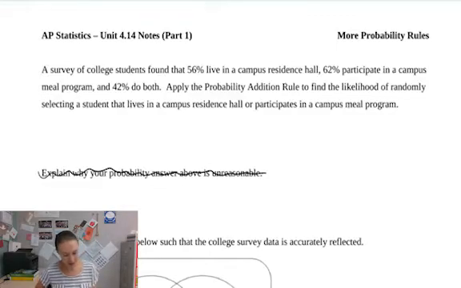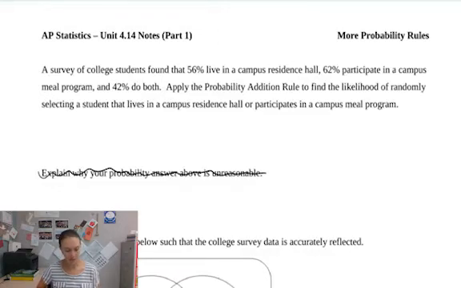A survey of college students found that 56% live in a campus residence hall, 62% participate in a campus meal program, and 42% do both. So in the last lesson, we talked about this rule that we're going to use for the probability addition rule, but the examples we looked at didn't have any overlapping pieces. So today we're looking at what happens when there's an overlapping part. So here, 42% of the students do both, live on campus and participate in the campus meal program. So that's where today's lesson is a little different than yesterday's.